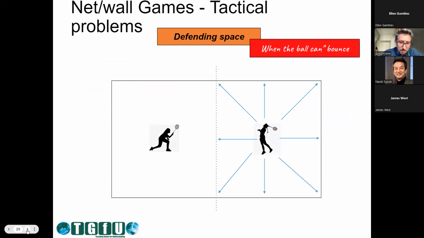Next slide, please. And in games where the ball or shuttlecock cannot bounce, I need to be approximately in the center of the court so that I am in the middle of the opponent's attack possibilities.